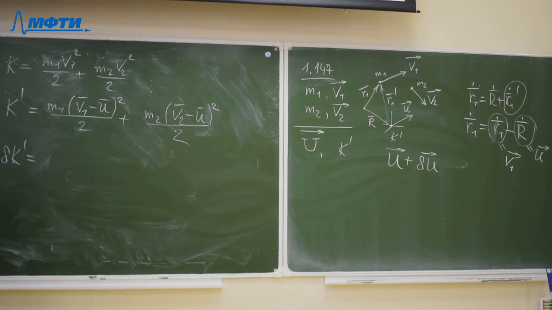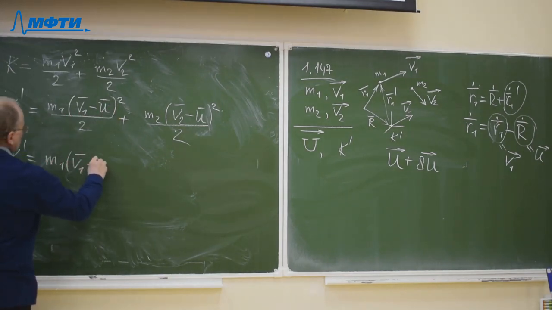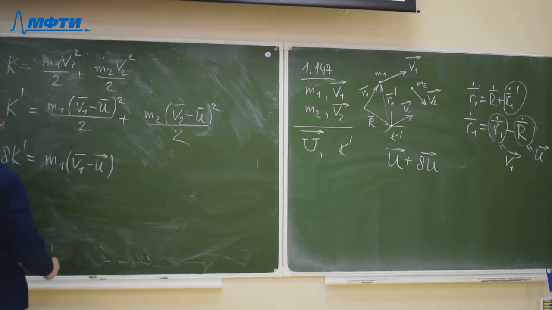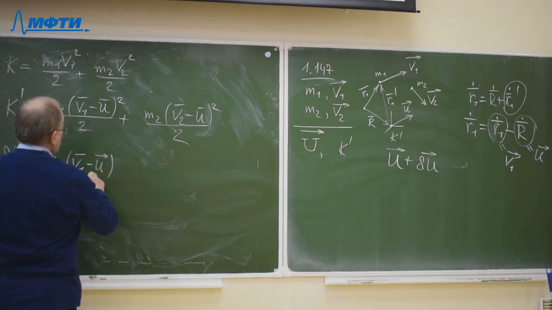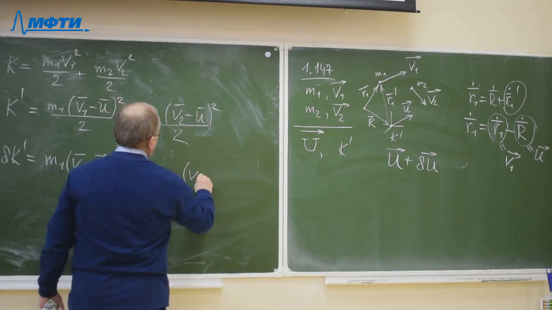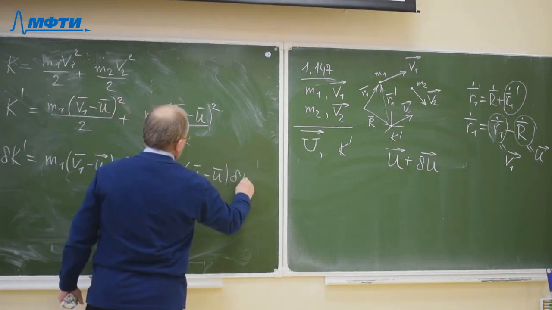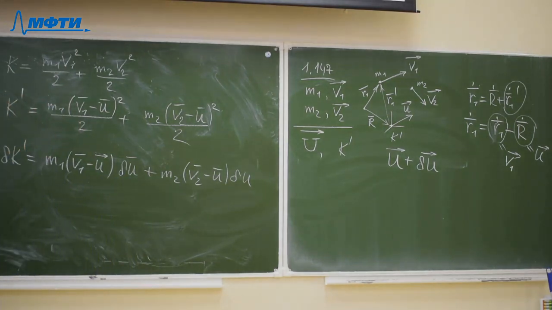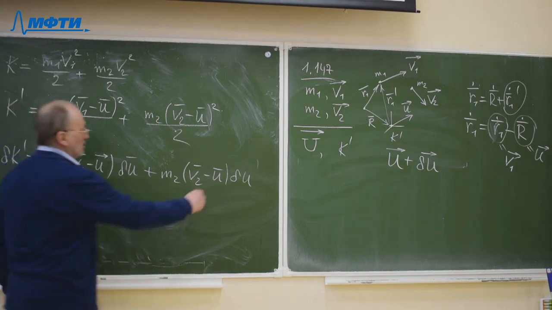And in order to find it, I have to differentiate it with respect to u, which can be easily done here: m1 (v1 minus u) delta u plus m2 (v2 minus u) du. So I give a small shift to vector u and find the corresponding change in the kinetic energy. This is a vector.